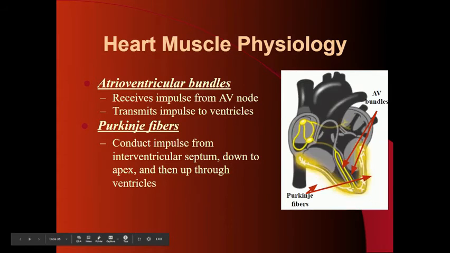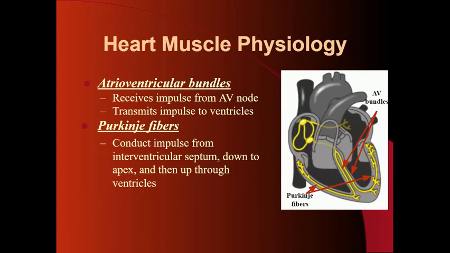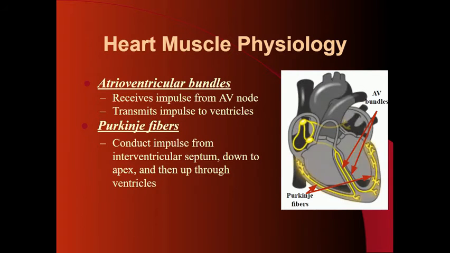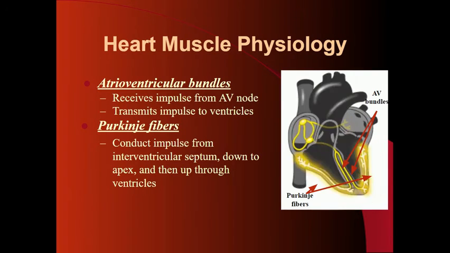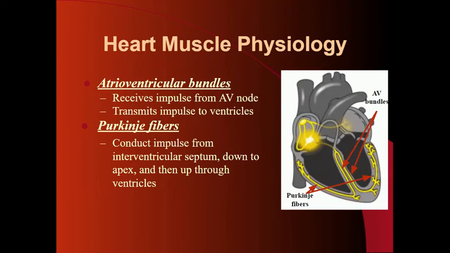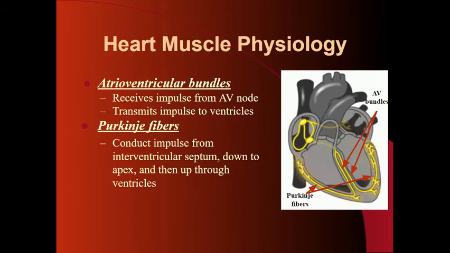The atrioventricular bundles will receive the impulse from the AV node, and that is what transmits the impulse to the ventricles. And then finally, the Purkinje fibers conduct the impulse from the interventricular septum down to the apex and then up towards the ventricles. And so you can see how these different parts of the conduction system work in that animation off to the side.